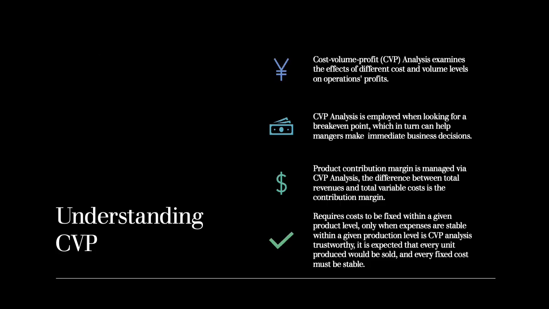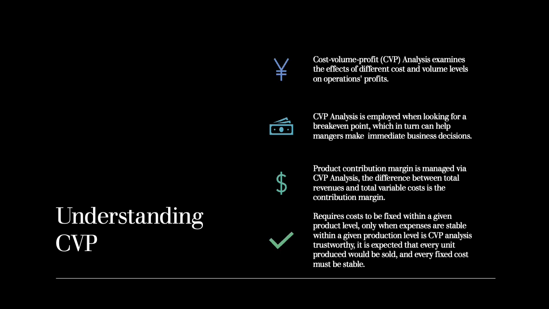Before we can jump into CVP at Dunkin' Donuts specifically, first we must understand the concept. Cost volume profit analysis, or CVP analysis, examines the effects of different cost and volume levels on operations profits. CVP analysis is employed when looking for a break-even point or a desired net profit, which in return can help managers make important business decisions.